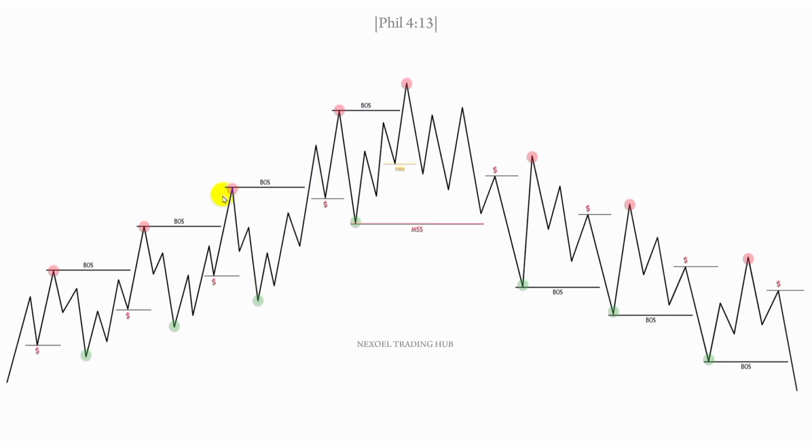Price push took out the external range liquidity. We have a valid higher low. Price came to the downside, took out the internal range liquidity. So you can see this was created before the break of structure. This was created after the break of structure. So it depends how you actually identify the liquidity in the real-time charts.